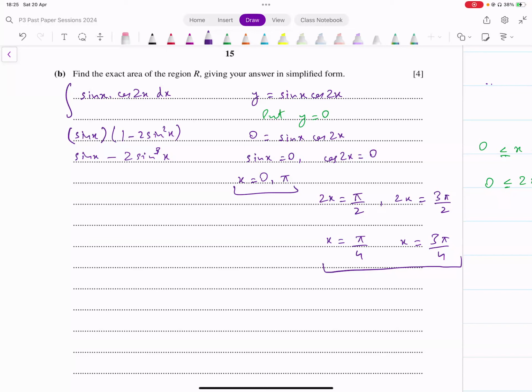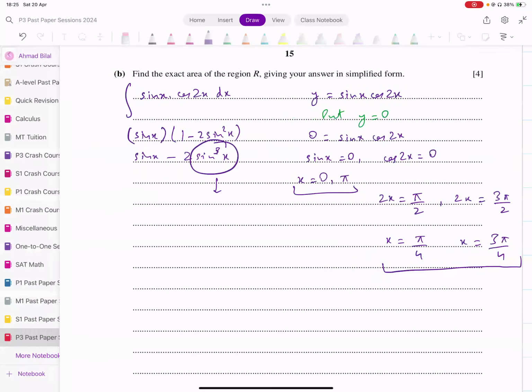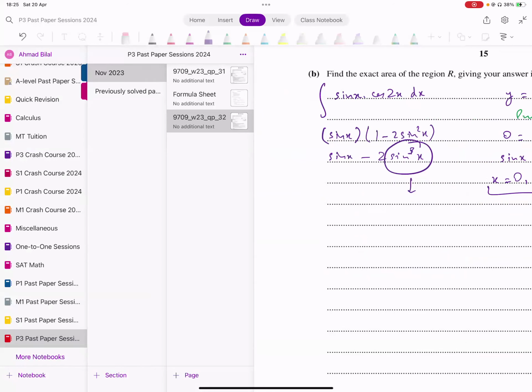Let me see if we could do something like this first. So if we have sine of x into 1 minus 2 sine cube x. Now integrating this actually requires substitution, right? So if you were to do it like this, you would have to use a substitution for sine cube x. If you remember, you have to use a substitution u equals cos x.